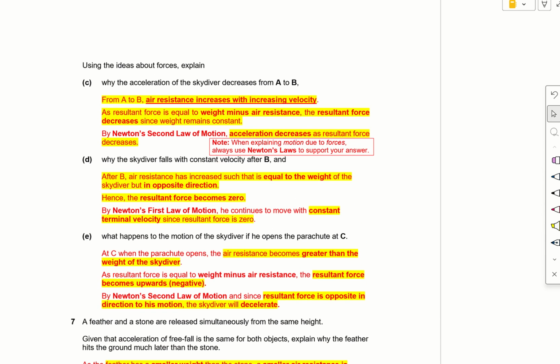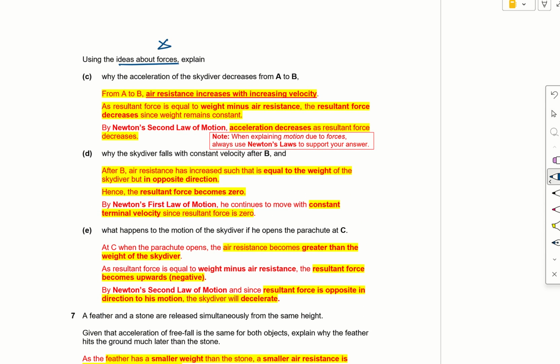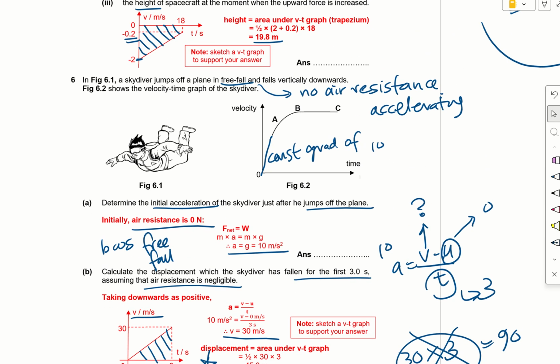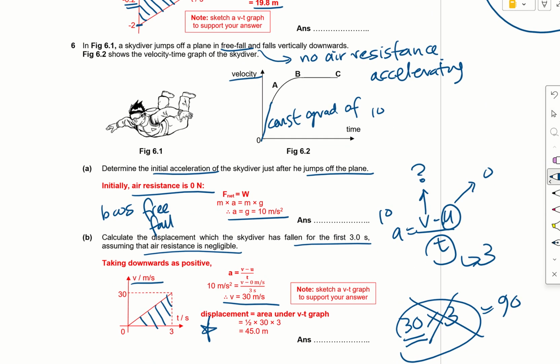Now, using ideas about forces, when you see this, you must mention your forces. And because it's dynamics, you must talk about F net. Explain why the acceleration of the skydiver decreases from A to B. So let's take a look. From A to B, we are looking at the velocity-time graph.